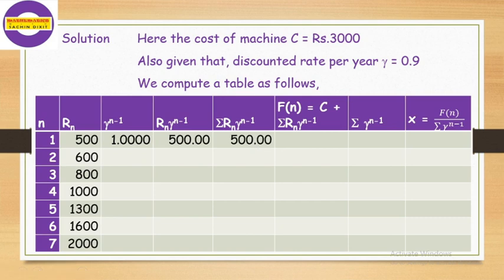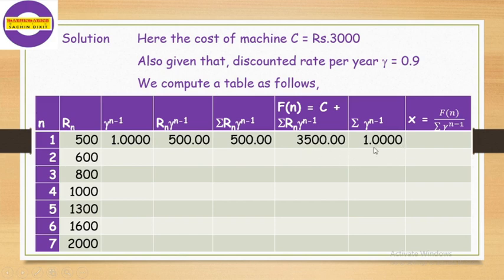Then we have to add this summation, the cost of the machine. The cost of the machine is 3000, so we add 3000 to this 500. We get 3500. Then gamma raised to n minus 1. It is the first year.